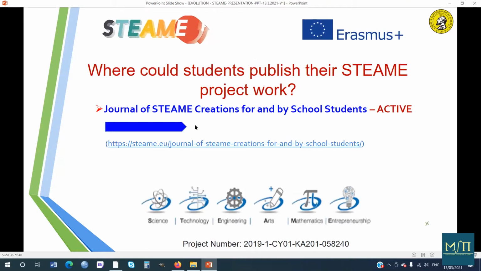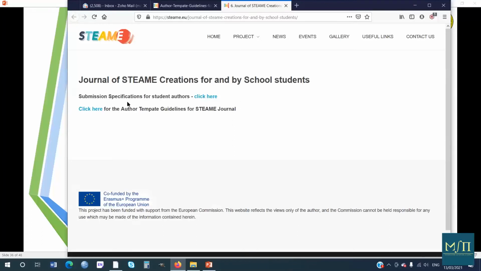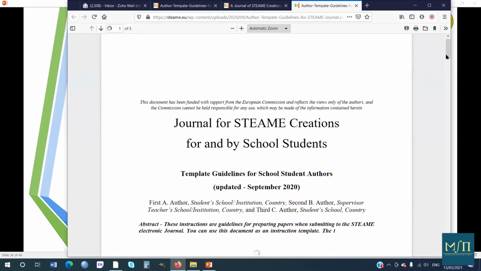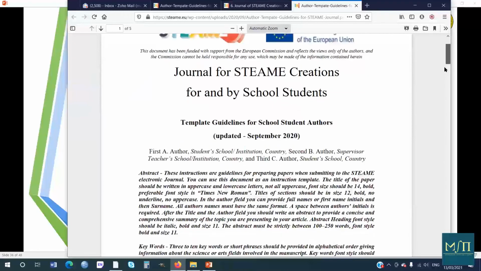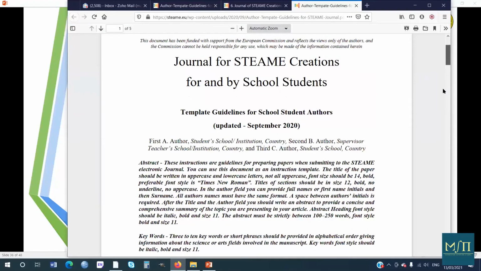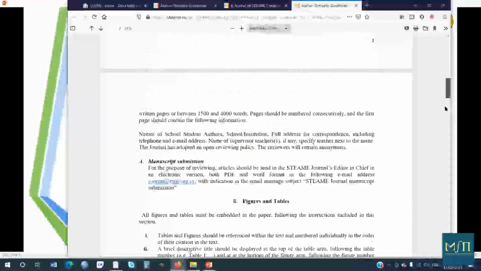I already mentioned the journal. So in this journal, you can go to the website I showed to you earlier. I mean, maybe it's open from here, yes. And you can submit, click here for the author template. So there is a template where you can develop your paper with some specifications and submit it online for publication.